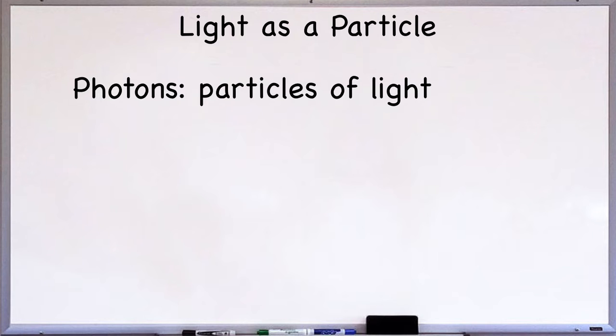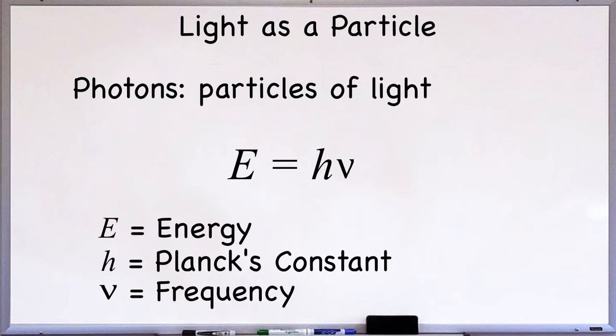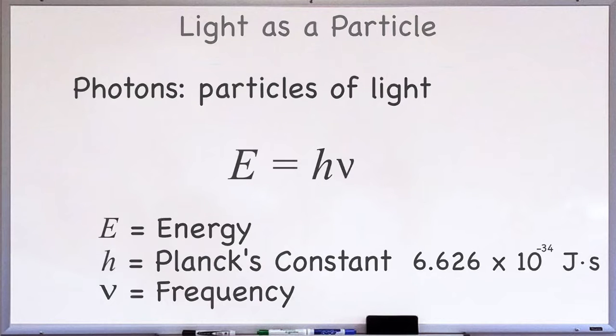The energy of a photon is given by the equation E equals h times nu, where E is energy, h is Planck's constant, and nu is the frequency. This equation tells us that as the frequency of radiation increases, the photon energy increases. Planck's constant is the universal proportionality constant, and it is numerically represented as 6.626 times 10 to the negative 34 joule seconds.